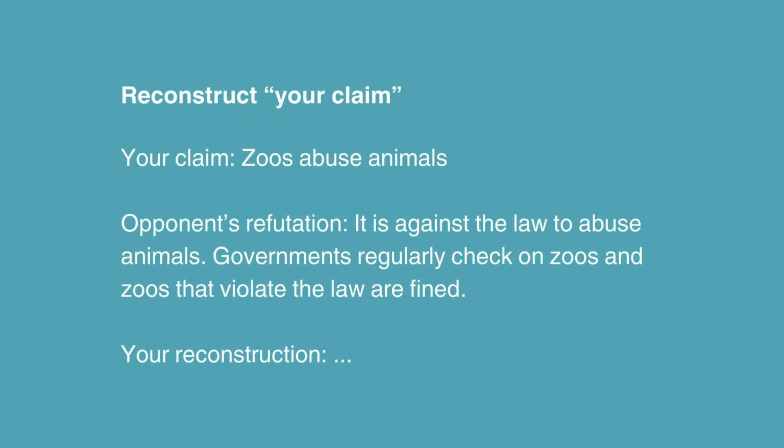Let's practice. Your job here is to reconstruct your claim. So in this scenario, you've made the claim that zoos abuse animals. Your opponent tried to refute this by saying that it's already against the law to abuse animals. Governments regularly check on zoos, and zoos that are found to be violating the law are fined. Your job is to reconstruct the claim. Give yourself a minute.